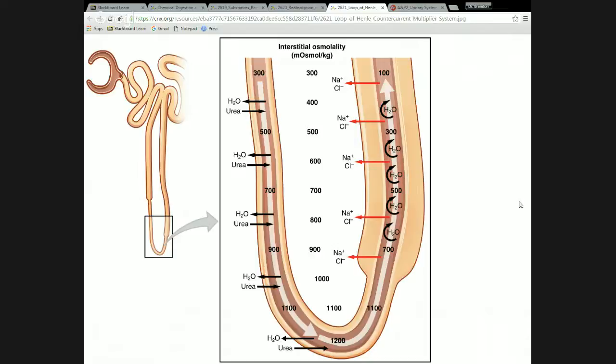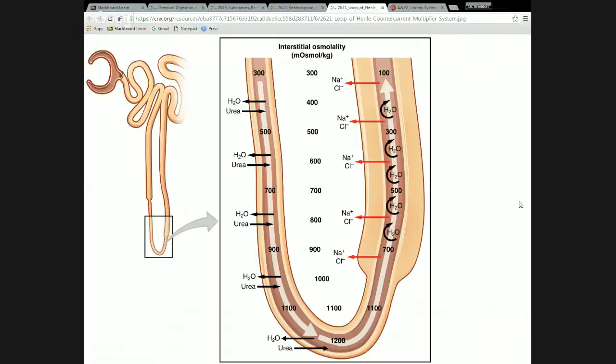Then, after we get to the bottom of the loop, the wall of the loop changes and it becomes thicker, and in the wall are channels that will not let water pass through. So as we go back up through the now decreasing concentration, it would seem if water came out on this side, we'd expect water to come in on this side to dilute it back. But that doesn't happen. Water can't get across this wall.